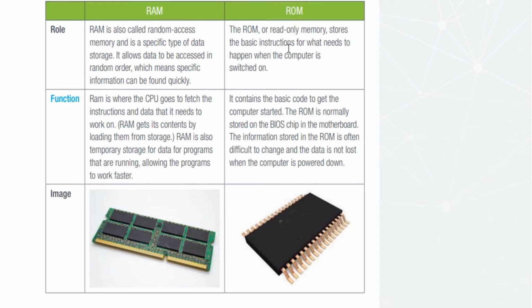ROM, on the other hand, or read-only memory, stores basic instructions for what needs to happen when the computer is switched on. It contains basic codes to get the computer started. The ROM is normally stored on the BIOS chip in the motherboard. The information stored in ROM is often difficult to change, and the data is not lost when the computer is powered down.